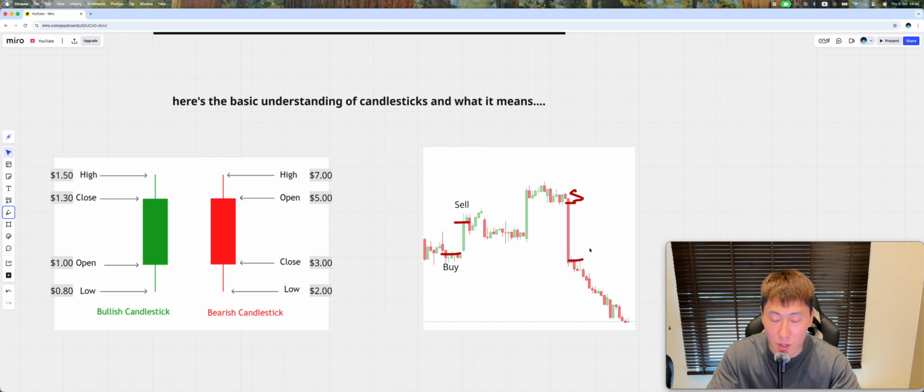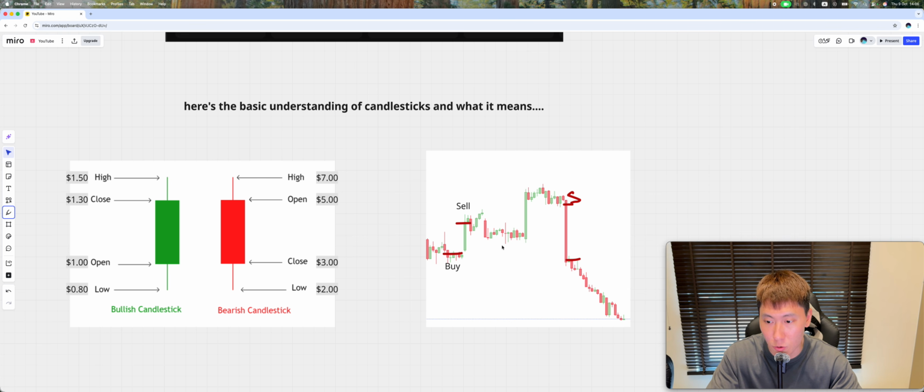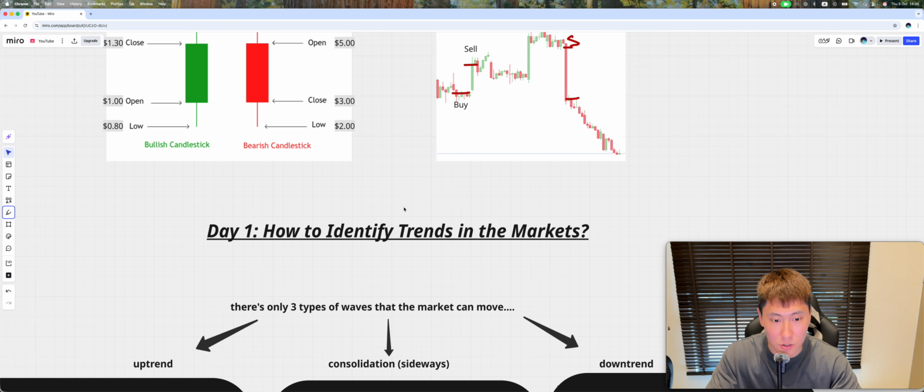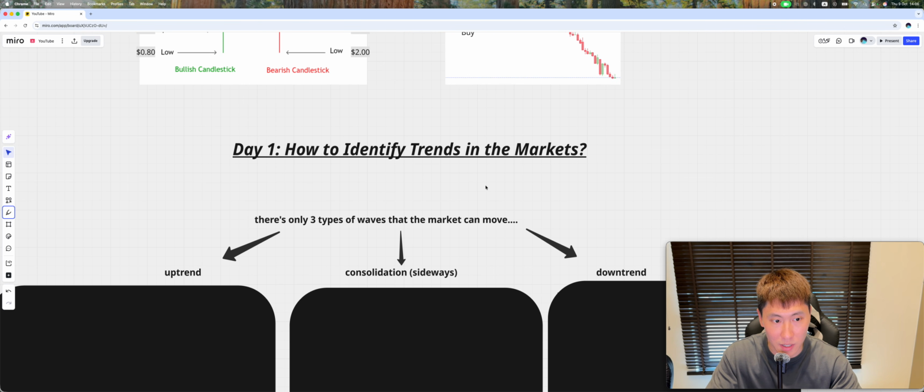It's very simple. If you want to know more about candlesticks, you can just go on YouTube, and there's a bunch of videos from other people as well. I don't want to go too deep here, so I just want to explain the basic things about candlesticks and what they mean. All right. With that being said, today we're going to talk about how to identify trends in the market.